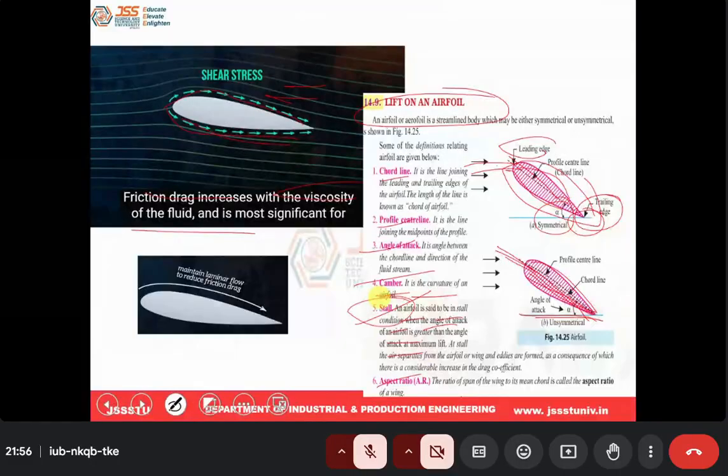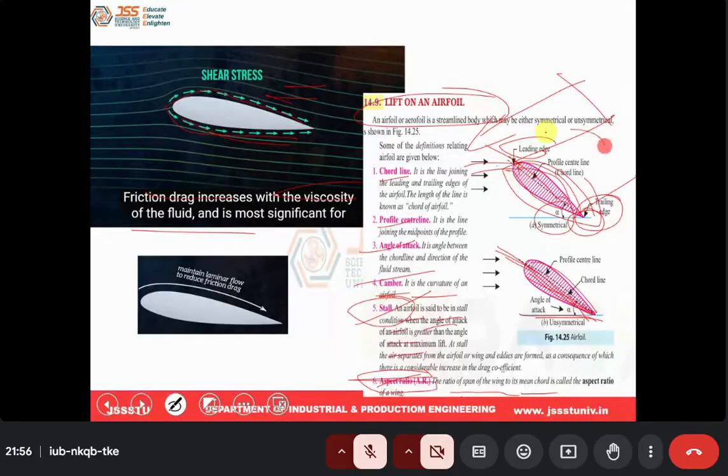And one more very important thing is aspect ratio. What does aspect ratio mean? The ratio of span of the wing to its chord. We know the flight has some length, the span. The ratio of this length to the chord size is called aspect ratio. That is also one of the standards used to design the flight wing. So all these matter in aerodynamics.